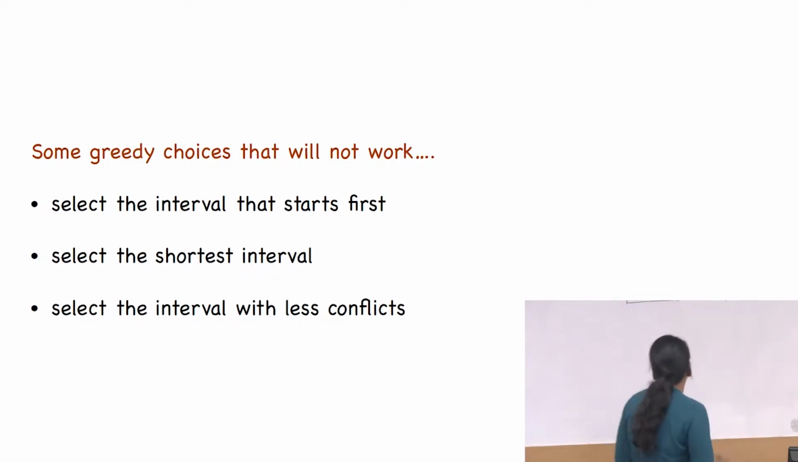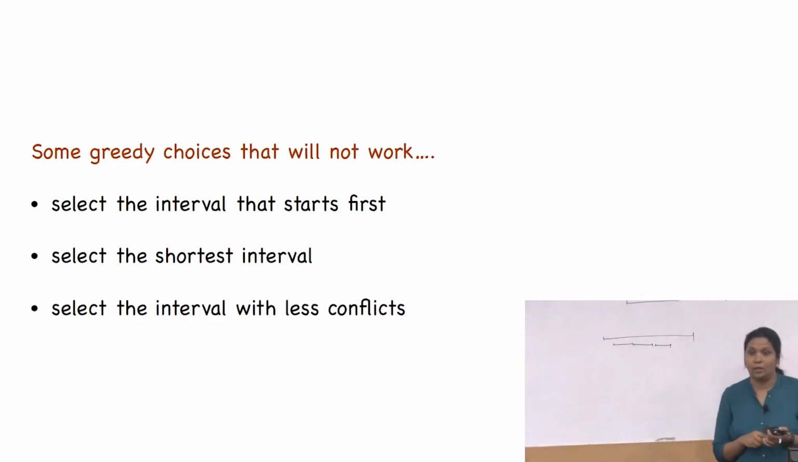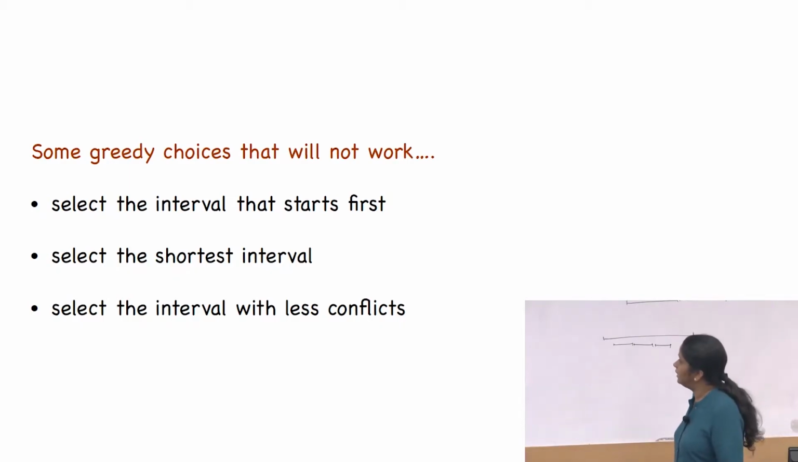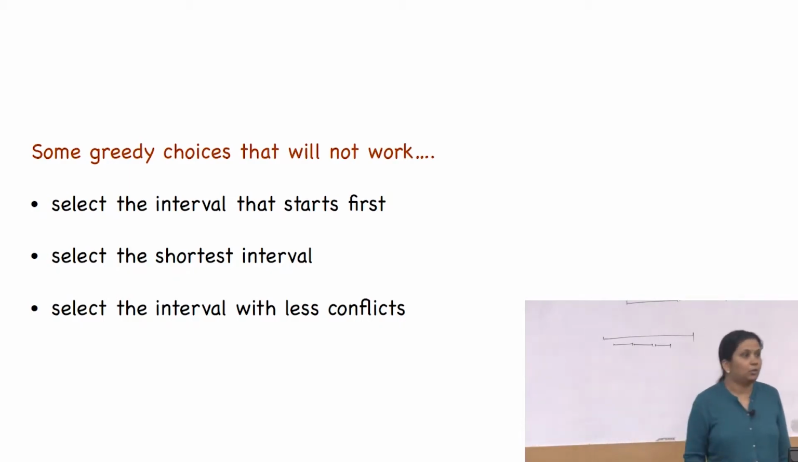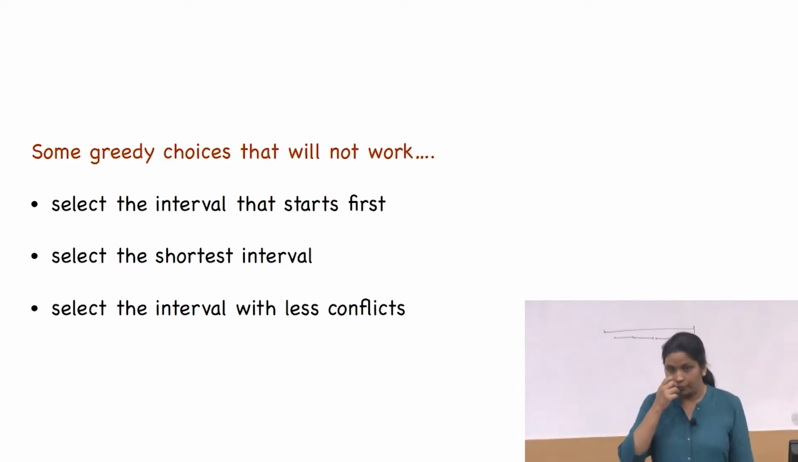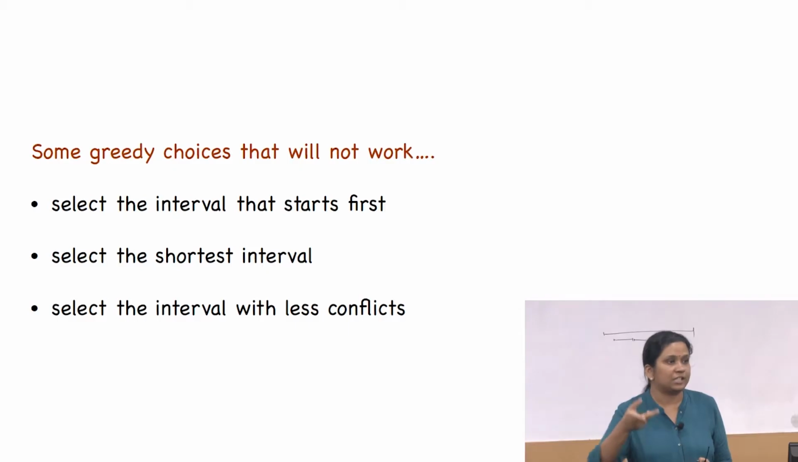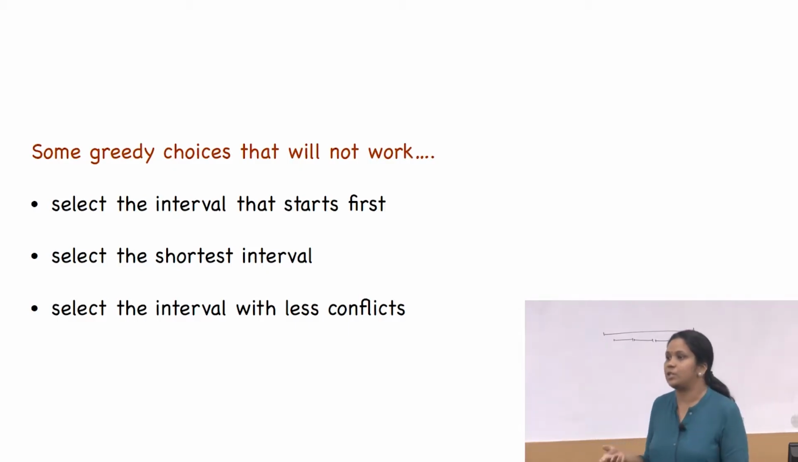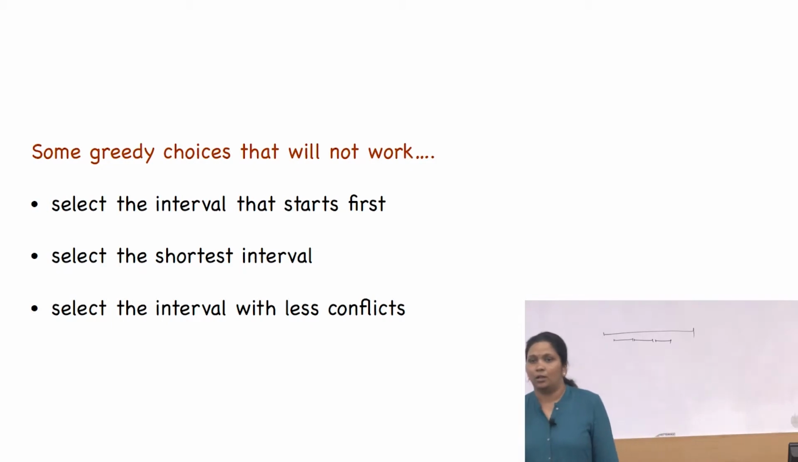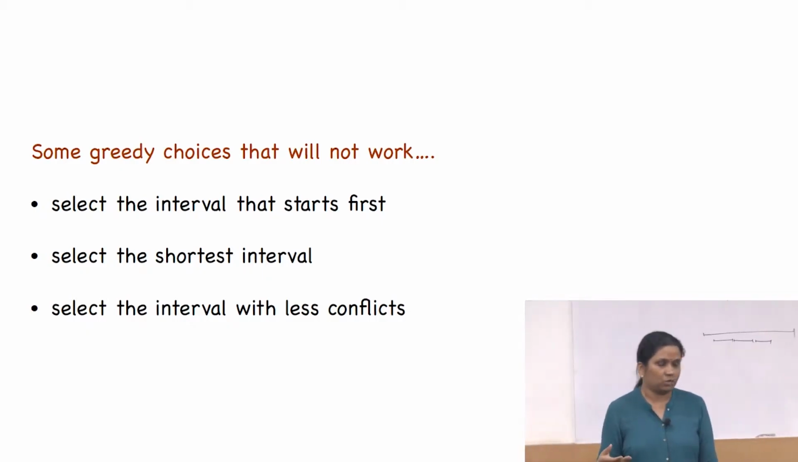Yes, right. So you have maybe something like this. The one that starts first may go longer. Shortest we have already done. Third, select the interval with fewer conflicts. Conflict means the number of other intervals that this interval intersects. Again, the intuition is that once you choose this, you are not eliminating a large number of intervals, so maybe you'll be able to choose more.